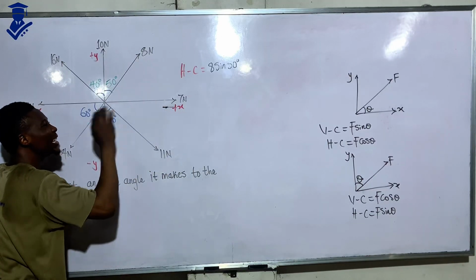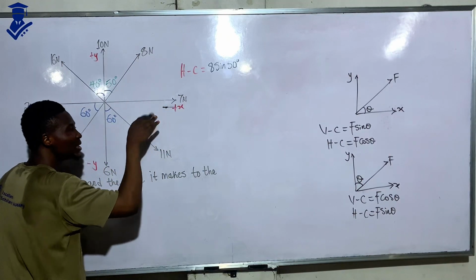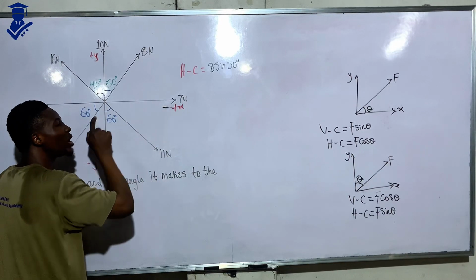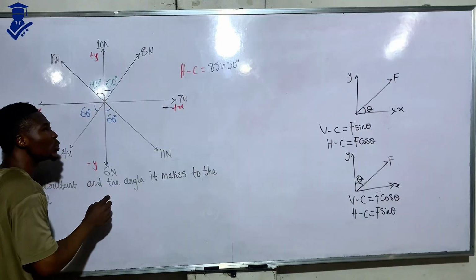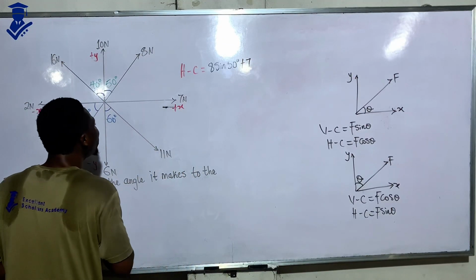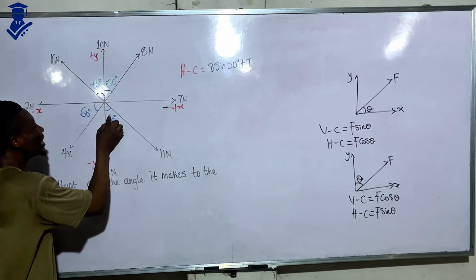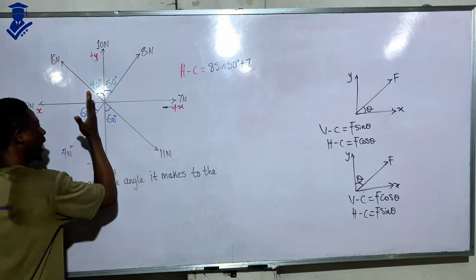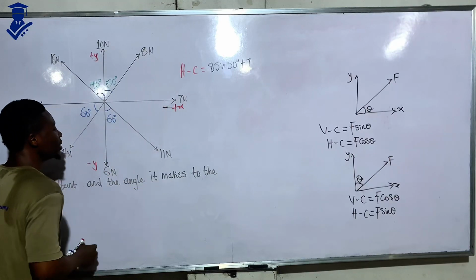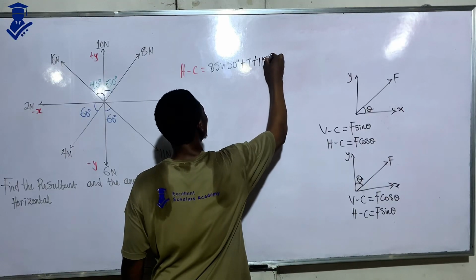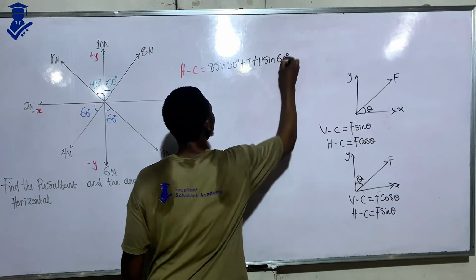Now let's move to the next force, 7 Newton. It is directly on the x-axis and on the positive side of the x-axis, and it's also going to be relevant because we are doing our horizontal component. So this is going to be plus 7. The next one is our 11 Newton. It is inclined at an angle of 60 degrees to the vertical, and it's also on the positive side of your x-axis. So this is going to be plus 11 sine 60 degrees.